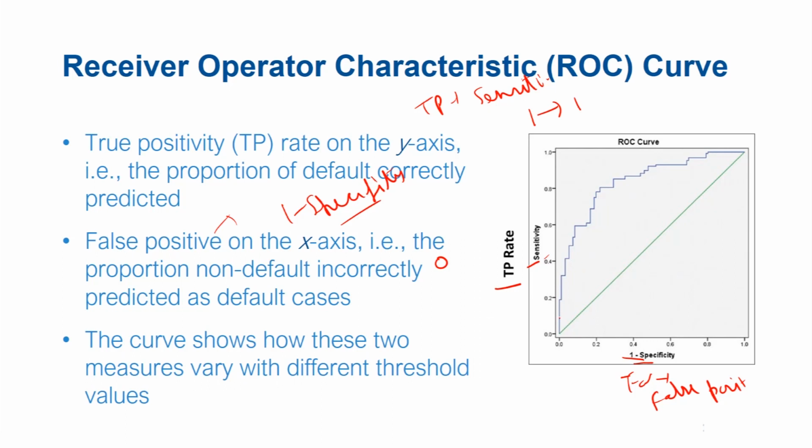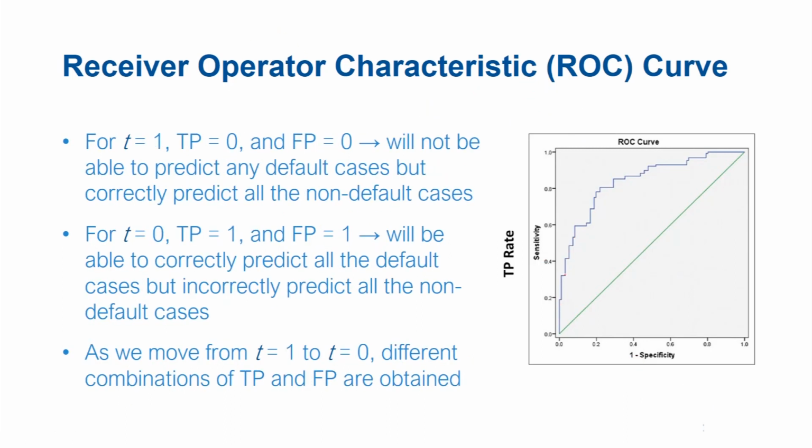Now a curve like this indicates the model performance, how these rates of sensitivity and 1 minus specificity vary depending upon different threshold values. Let us discuss this in more detail, but this behavior, this movement is essentially what we call the ROC or receiver operator characteristic curve. Let us start with the case of thresholding value of tau or t equal to 1.